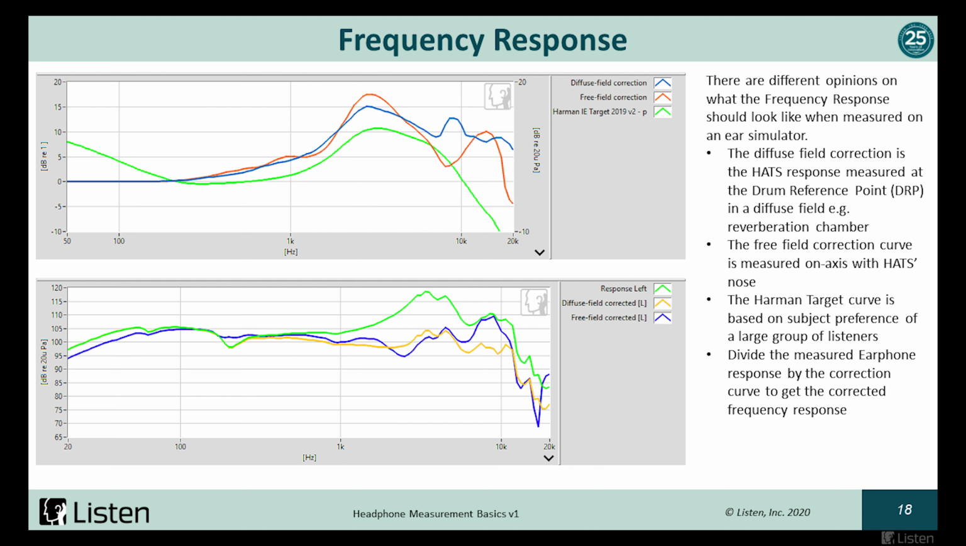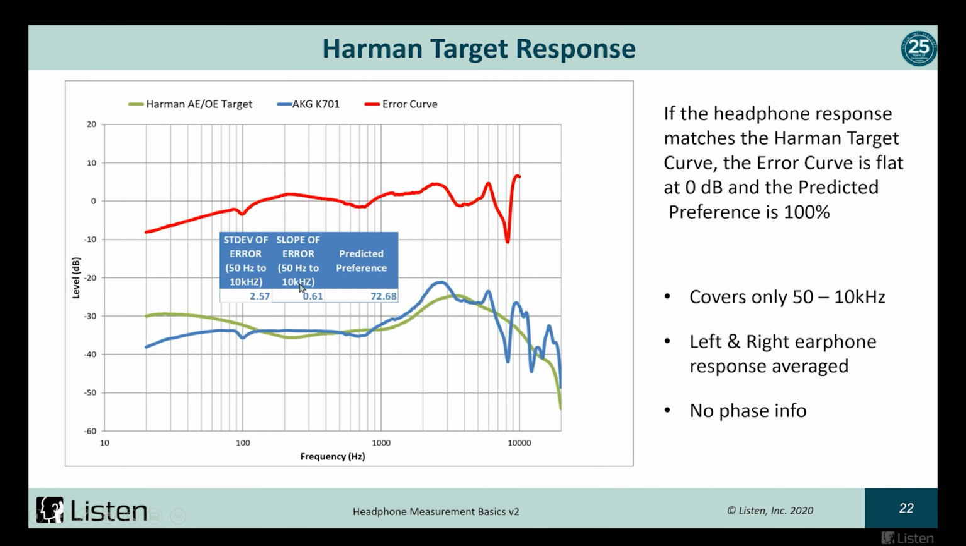But this is kind of a de facto standard, but now a lot of people are using the Harman target curve, and I'll show you a way to compare to the Harman target curve as well. So the way Harman does this is they measure the headphones. For example, the AKG 701s, which is a Harman product, which is open back. I actually think it's a great headphone.